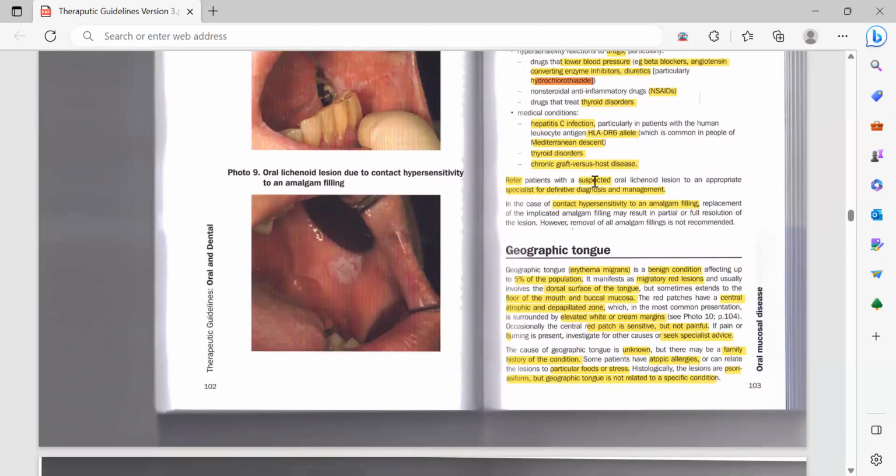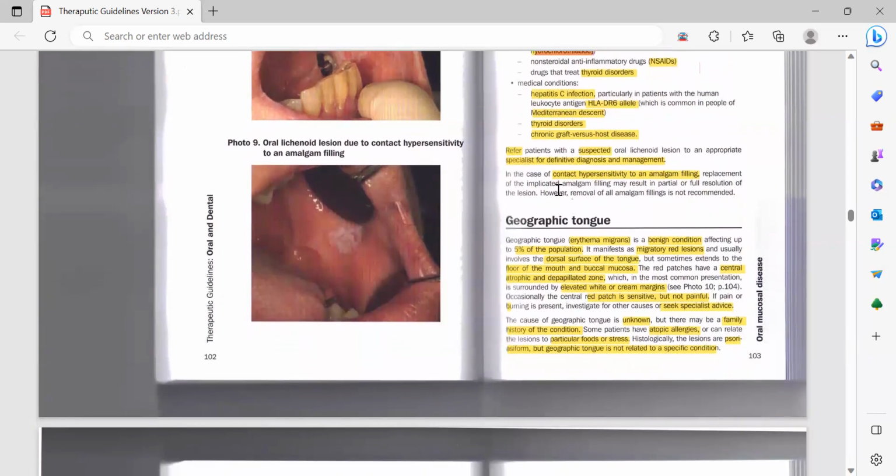Then refer the patient with the suspected oral lichenoid lesion to an appropriate specialist for a definitive diagnosis and management. So you just need to make sure that this is only a lichenoid reaction. So for that, you need to refer your patient to the specialist. In the case of contact hypersensitivity to an amalgam filling, replacement of the implicated amalgam filling may result in partial or full resolution of the lesion. However, removal of all amalgam filling is not required.